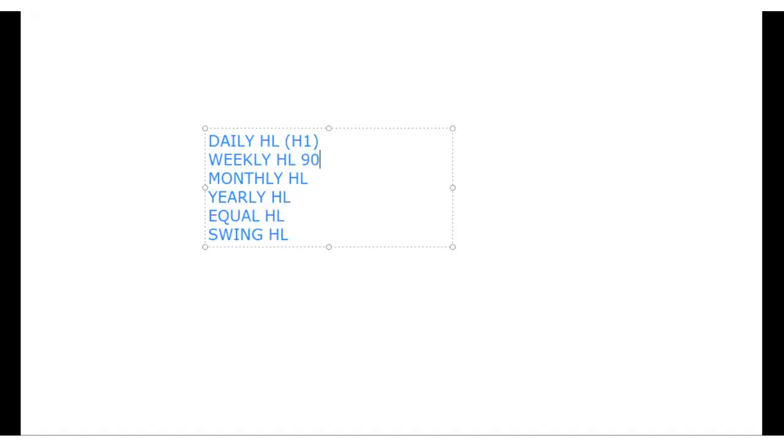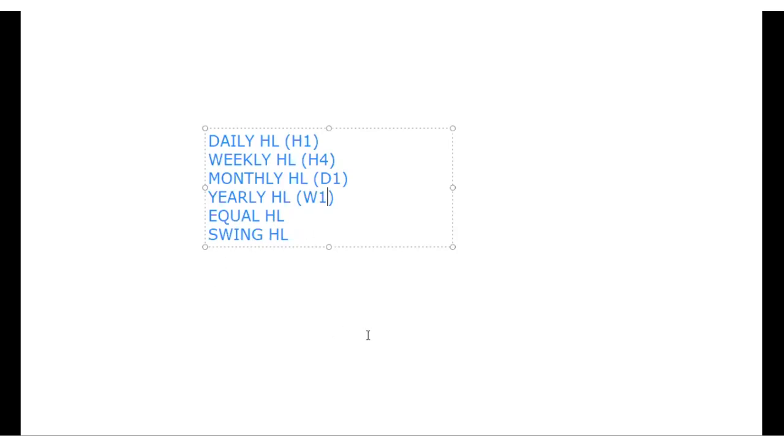You can view your weekly high or low on a 4 hour time frame. You can view your monthly high or low on the daily time frame. You can view your yearly high or low on the weekly time frame. Right. Daily high or low on the 1 hour time frame, weekly high or low on the 4 hour time frame, monthly high or low on the daily time frame, and yearly high or low on the weekly time frame. Equal high or low, you can find this on any time frame. Swing high or low, you can find this on any time frame.